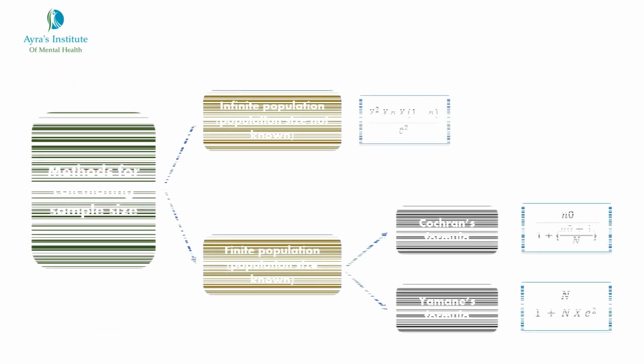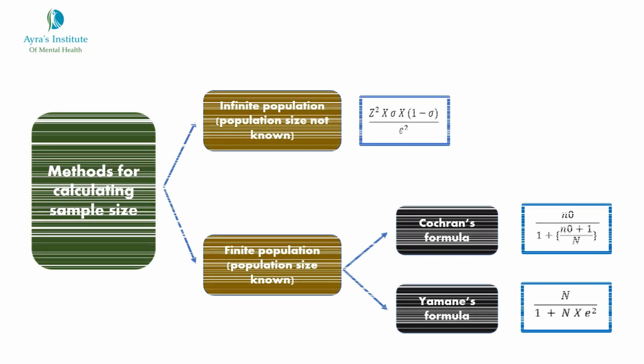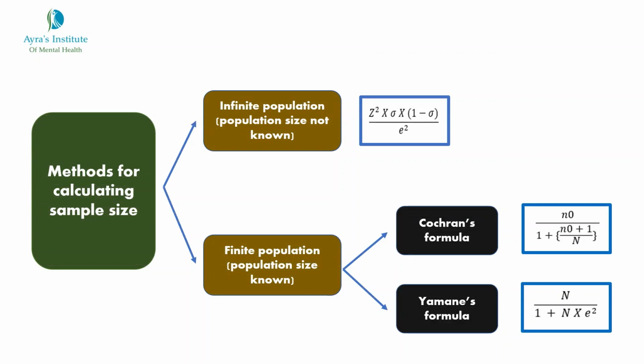The problem here is, what if the population size is not known? We don't have to worry about it because there are two formulas. One is to estimate the sample size when the population size is not known, or we call it as infinite population. And the other scenario is where the population size is known, which is a finite population. The following are the formulas used for sample size estimation in both the conditions.